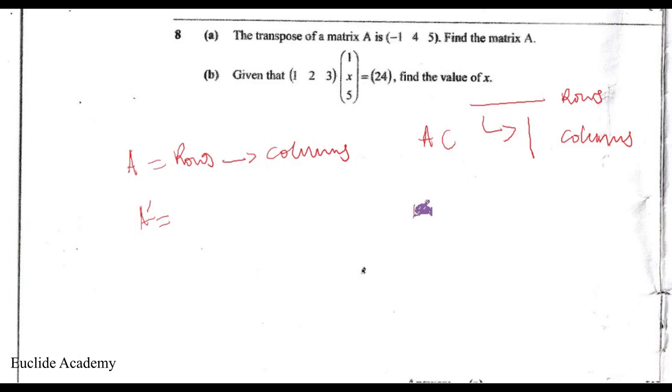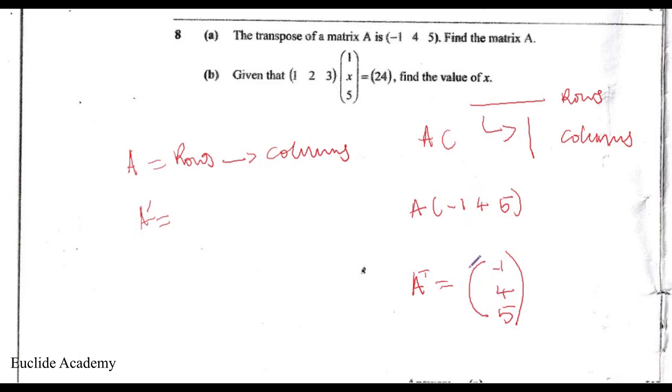So we can see in this matrix here, matrix A, it just has one row. Negative 1, 4, 5. So we have to change this row into a column. So the transpose of A, written as A^T, will change this one. Instead of being horizontal, it becomes vertical. In short, it becomes a column. So this is the transpose of A.